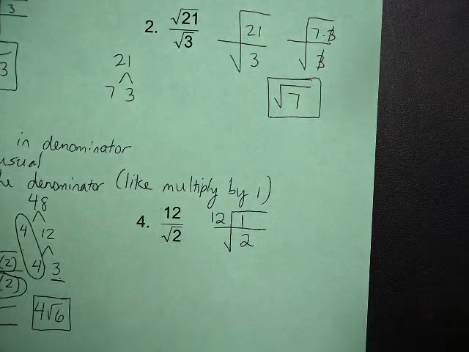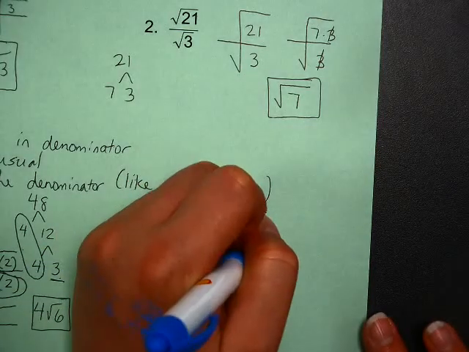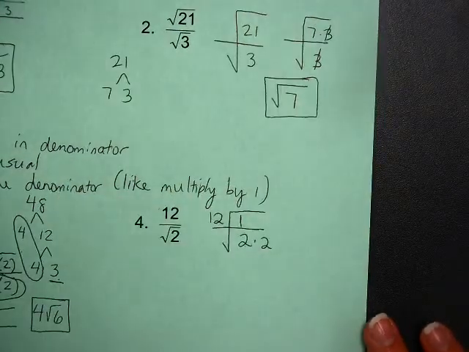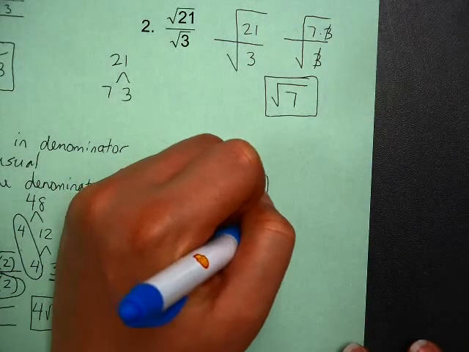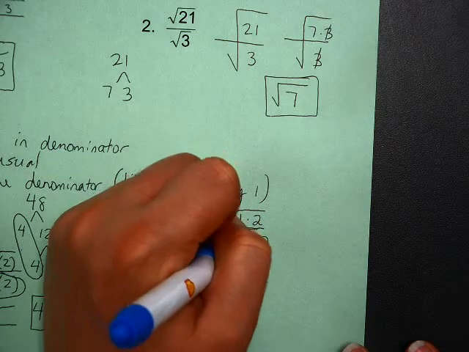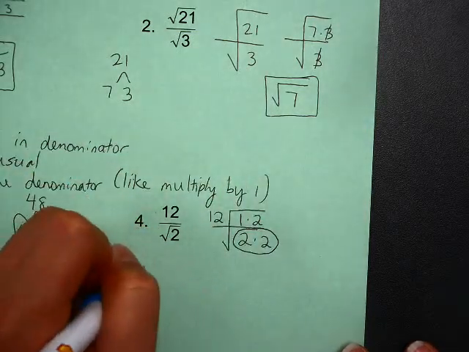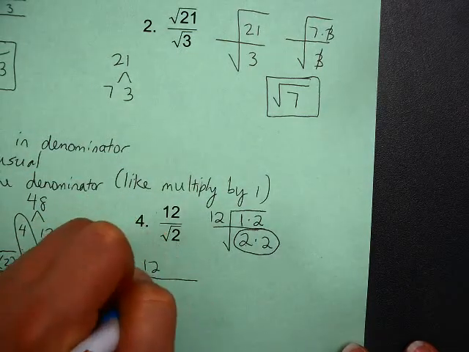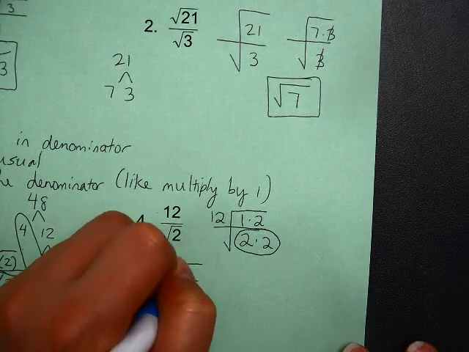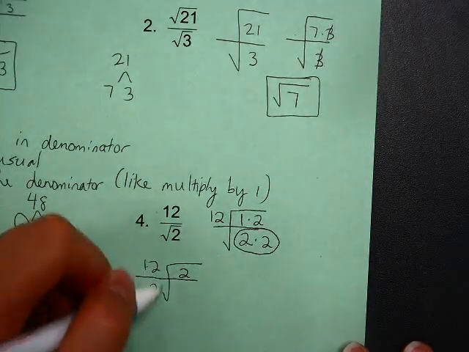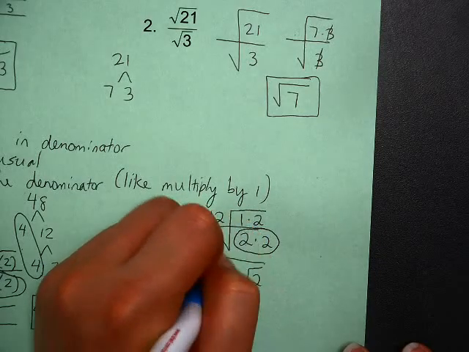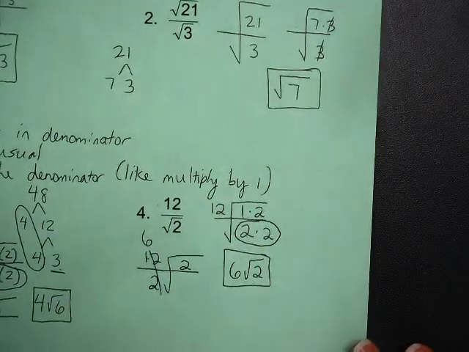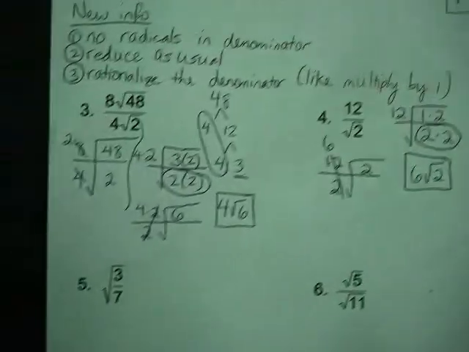Okay, so I need to multiply this. It is not always 2. The first two examples just happen to have 2. So I need to multiply the denominator by 2 to get a pair. So that means I need to multiply the top by 2. So this pair comes out. So I'm going to have 12 over 2 square root of 2. 12 divided by 2 is 6. So I have 6 square root of 2. Hopefully so far so good.